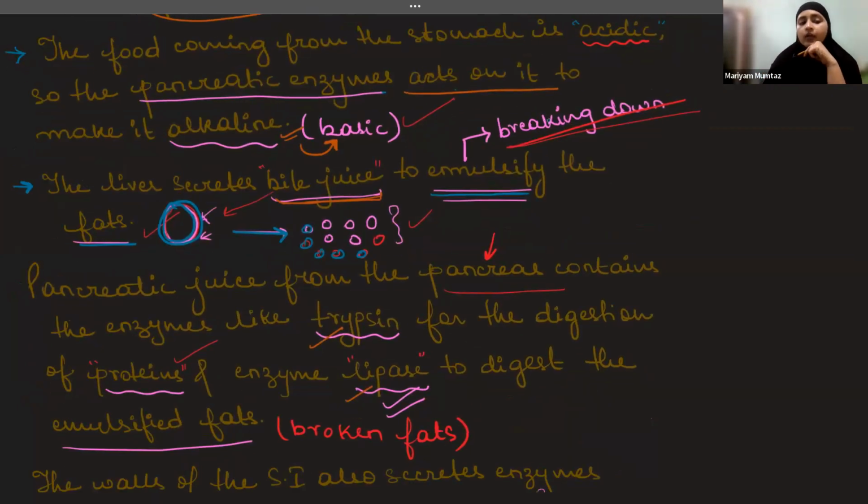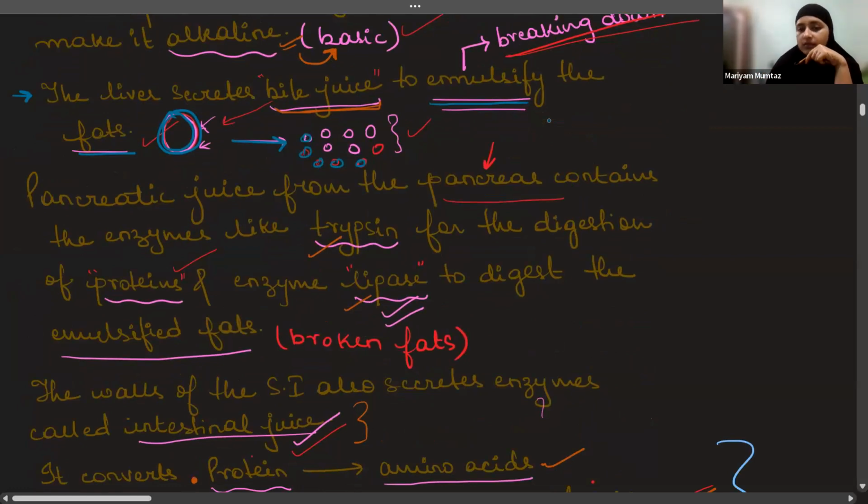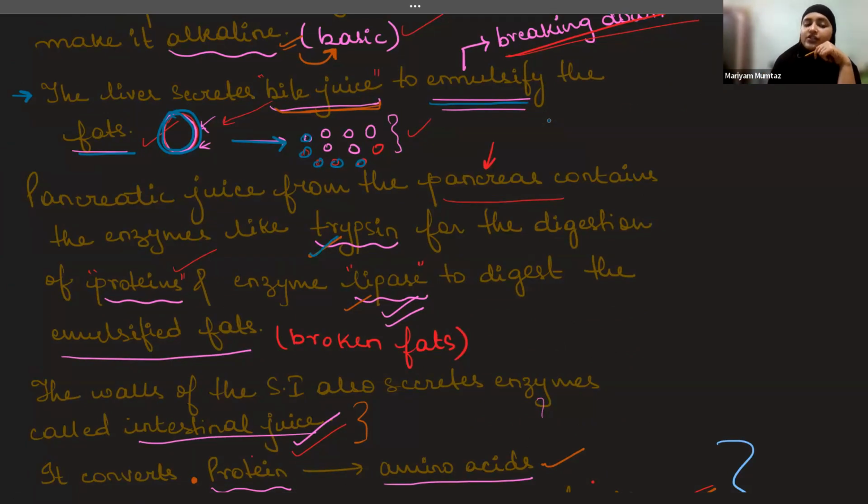Like if this was a huge fat globule, it will be broken down into smaller fat. All right. Now, the pancreatic juice from the pancreas contains enzymes such as trypsin, which is there for the digestion of protein, and the enzyme lipase, which is there to digest the emulsified fats, meaning the fat that has been broken down by the bile juice initially. Now, those smaller pieces will be digested by lipase.